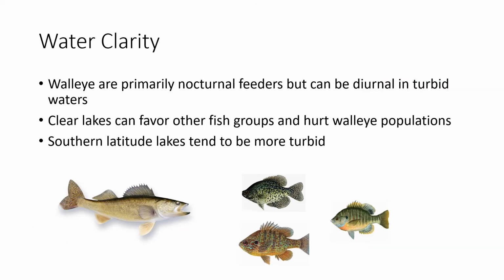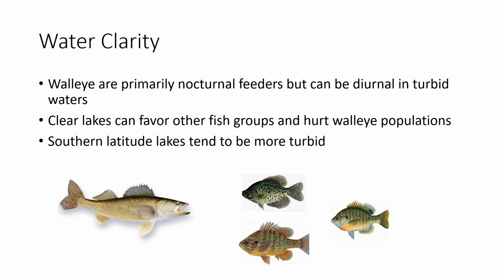The last topic I want to talk about is water clarity. In clear lakes, adult walleye tend to be more nocturnal feeders. However, in turbid lakes, they can be diurnal and have a broader range of feeding times. Southern latitudes tend to have more turbid waters, but that can be due more to the land use in those regions than the latitude itself. Farming can play a role in water clarity with the runoff and pollutions that it can create.